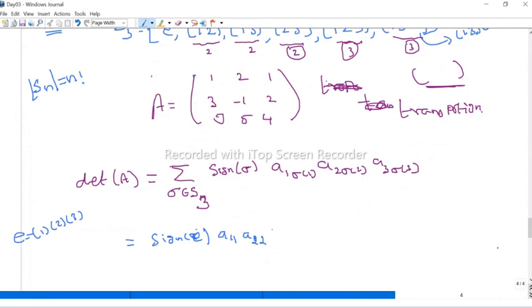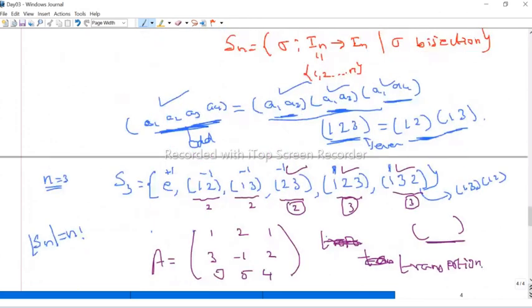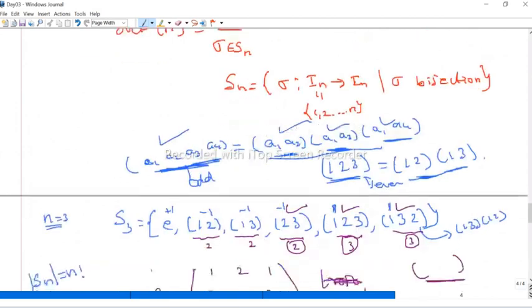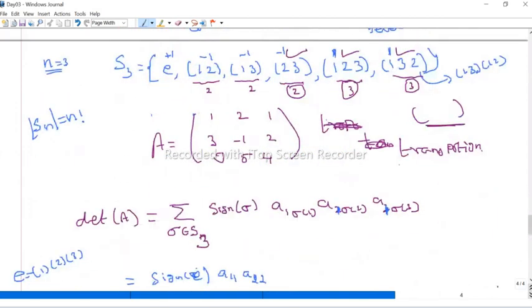I think I made a mistake. This is actually 1 1, right? So this is actually 1. This is also 1. By the formula, this is A1 sigma 1. There also I made a mistake. Okay, I correct it. So 1 sigma 1, 2 sigma 2, right? Correct. So I have now corrected it.